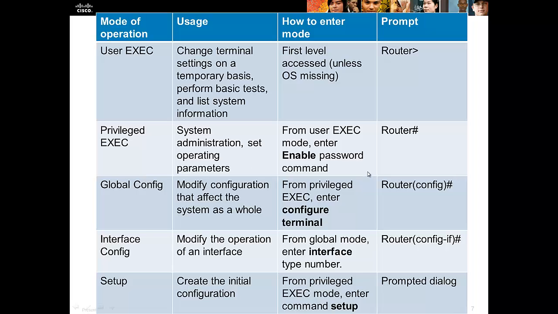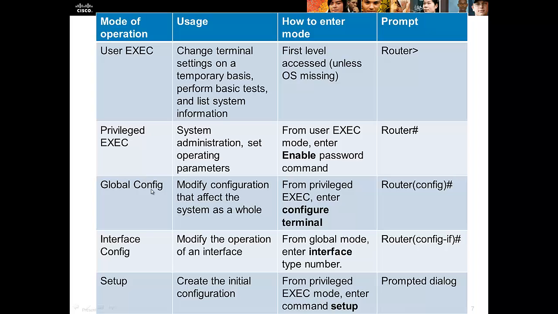How do you enter that mode? You're going to type in the word enable, and it may ask you for a password. The new 2900 routers we have in our classroom start out immediately requiring a password. The prompt is going to look like router and a pound sign. Notice that once you did the enable, the prompt changed to have a pound instead of a greater than.